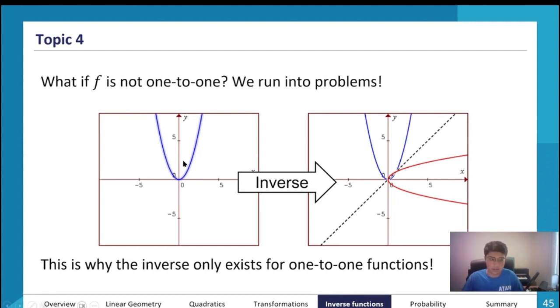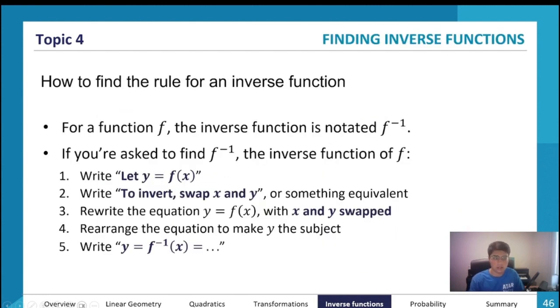In the case of a parabola, this is a function, because if we put in x equals 2, we only get one y value out. If we put in x equals 5, we'll only get one y value out, somewhere up here. But this function, if we put in x equals 5, we're going to get two y values out. And by definition of what a function is, this isn't a function anymore. So because we want the inverse to be a function, that's why we call it an inverse function, we need to make sure that every graph that we're taking the inverse of is one-to-one.